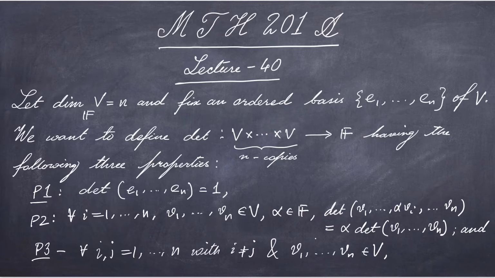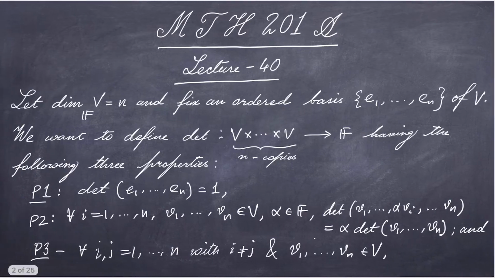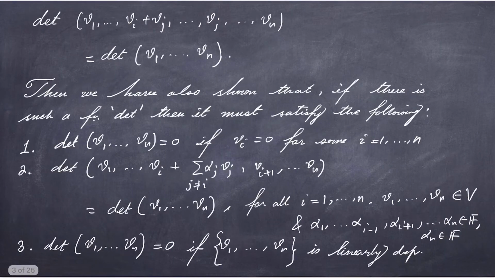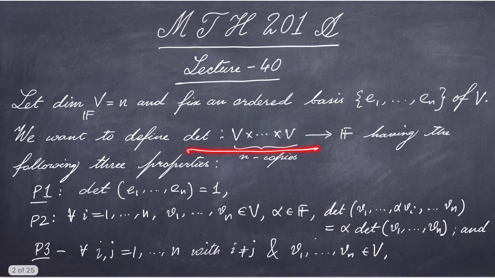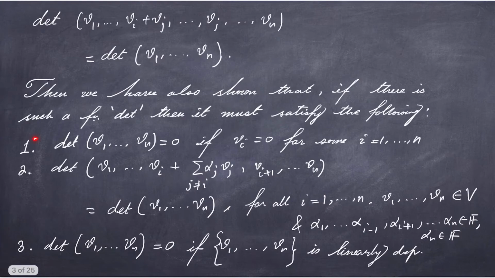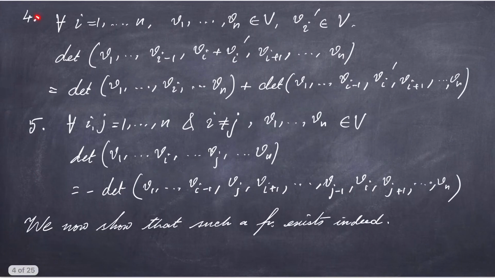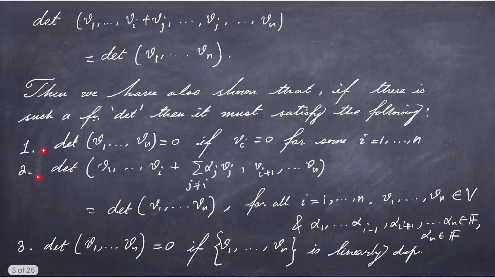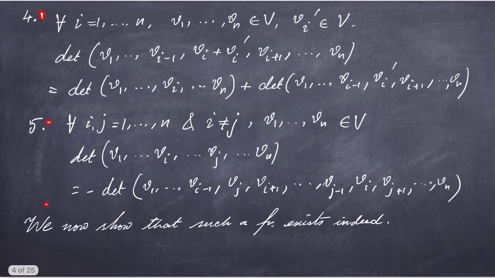In fact, more generally, we let V be a vector space of dimension n and fix an ordered basis e1 to en of V. We want to define the determinant as a function from the n-fold Cartesian product of V to F having these three properties. In the last lecture, we have seen that if there is a function with these three properties, then the following five facts must hold for that function.